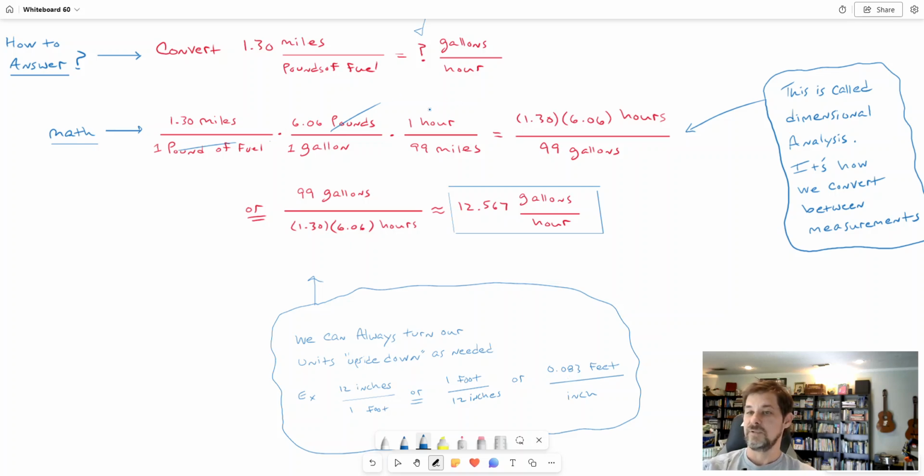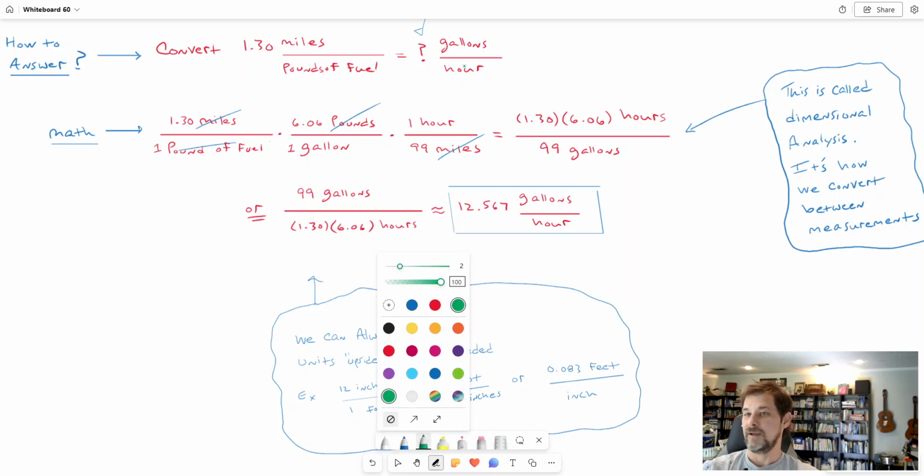The reason why I put the speed this way is with miles on the bottom, I cancel miles on the top. Okay? And what am I left with? What units of measurement am I left with? Am I left with gallons and hours like I wanted to? I started with miles and pounds of fuel.